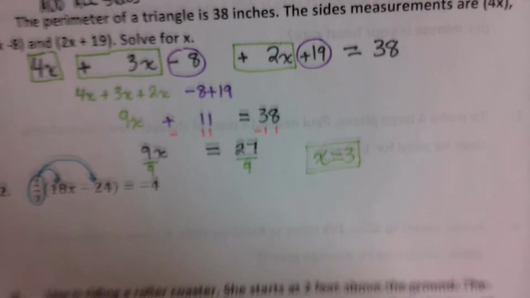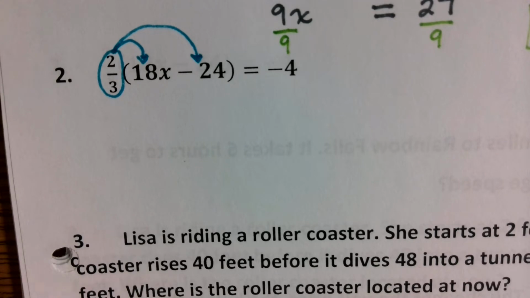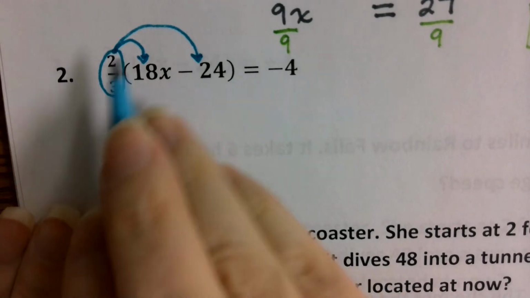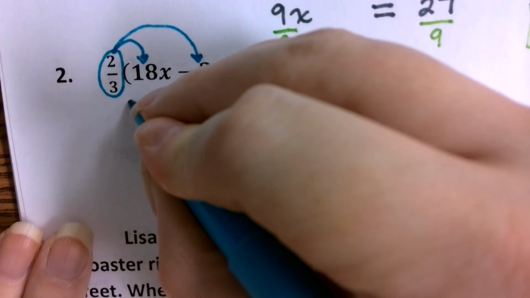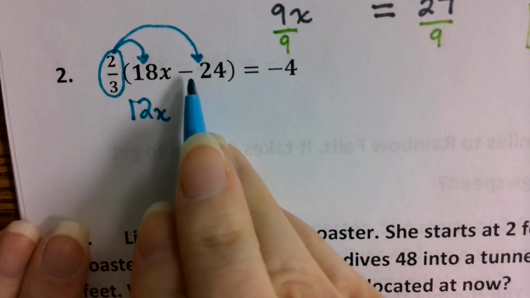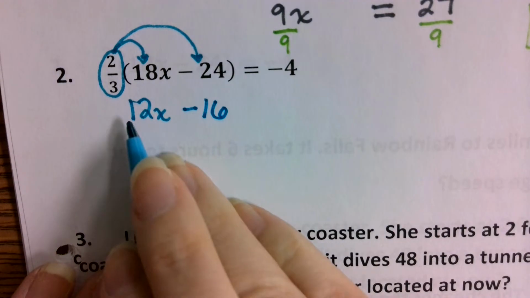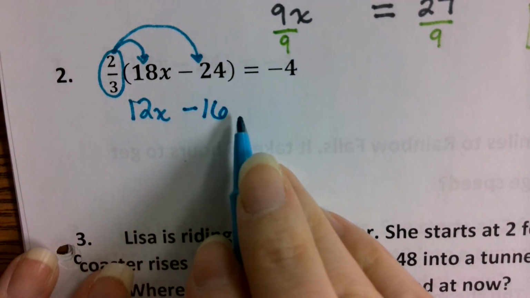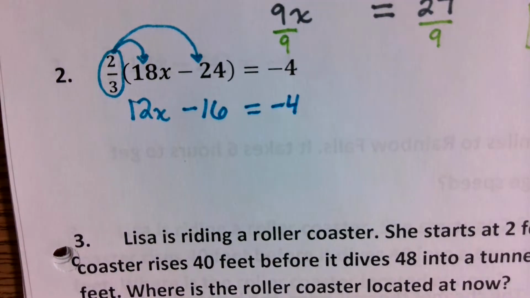I'll zoom in so it's a little easier to see. We're just taking 2/3 times 18x and 2/3 times that negative 24. 2/3 times 18x is going to come out to 12x. And then 2/3 times negative 24 comes out to negative 16. So we wind up getting 12x minus 16. And then the whole thing is still equal to negative 4. From there, we now have a two-step equation.